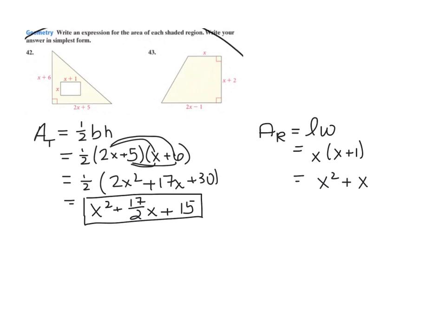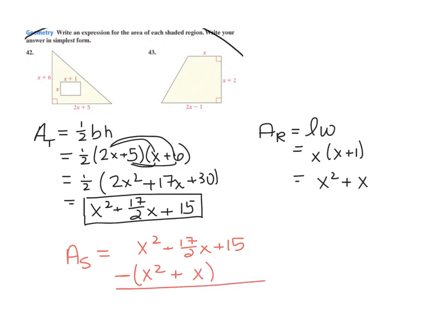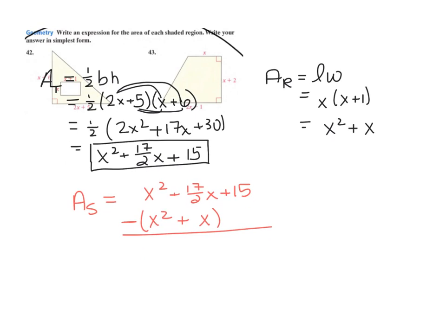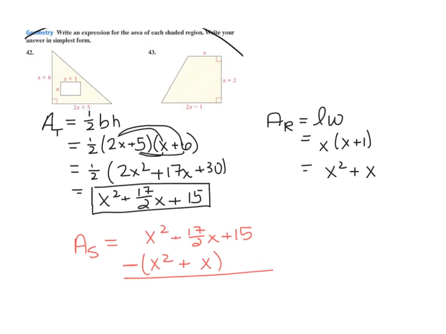And then to find the area of the shaded region, I'll do that right down here. I have area of the shaded region is going to be x squared plus 17 halves x plus 15, and I'm going to subtract x squared plus x. So when I subtract these, if you remember, we have to distribute our negative. So I'm going to make this a positive, this becomes a negative, this becomes a negative.